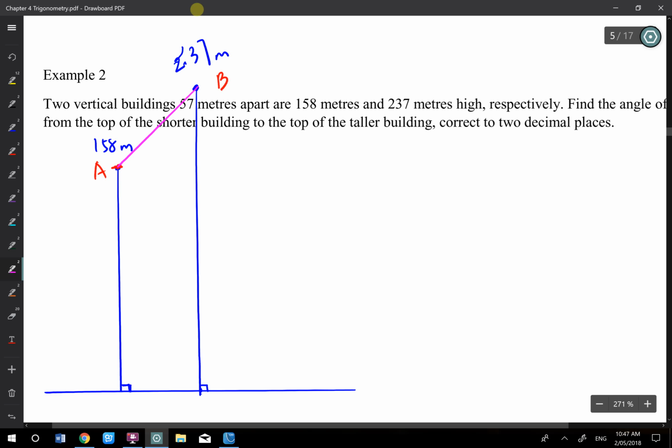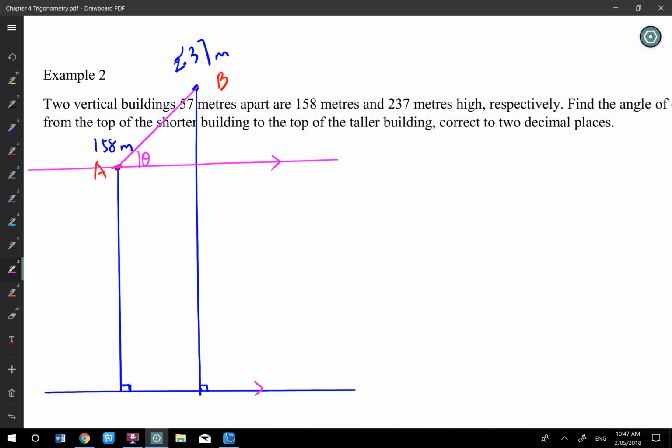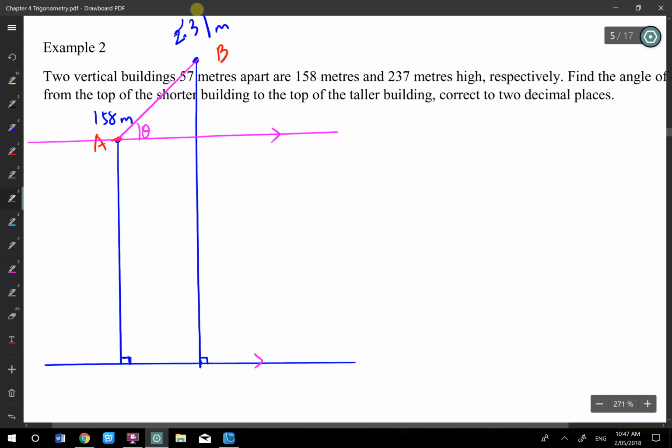So I will add a horizontal line here, which is parallel to this one. This angle theta we'll call the angle of elevation, not this angle. This angle is nothing. So theta is the angle of elevation. Also, the buildings are 57 meters apart.